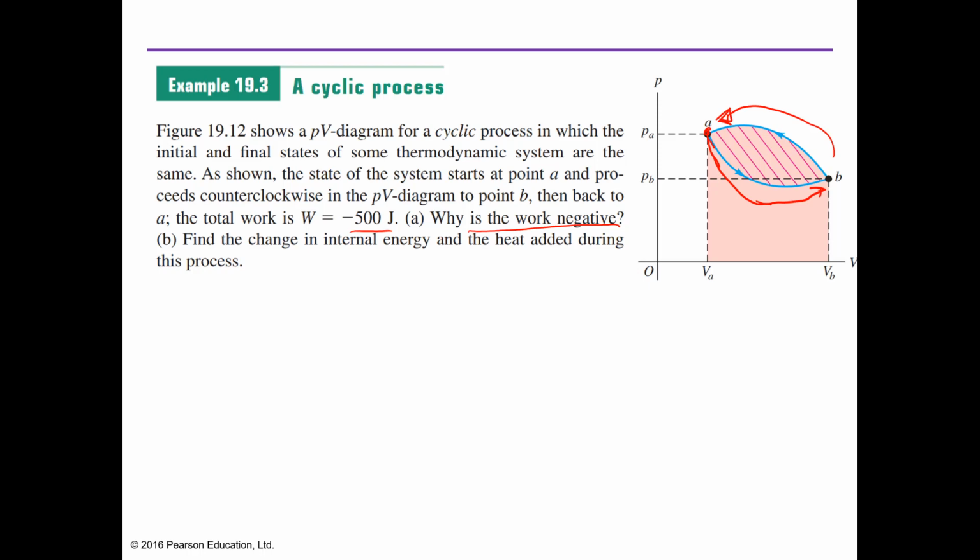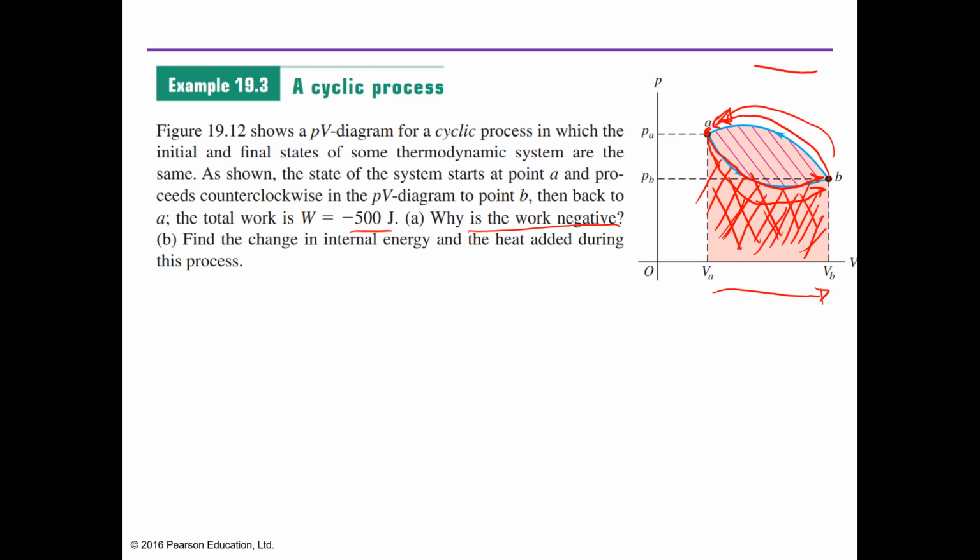Where do we get it? The work done from A to B is positive. Why? Because your volume increases. So therefore, the work done from A to B is positive. And then, the work done from B to A, take note, is on the upper path. Okay? And the volume decreases.